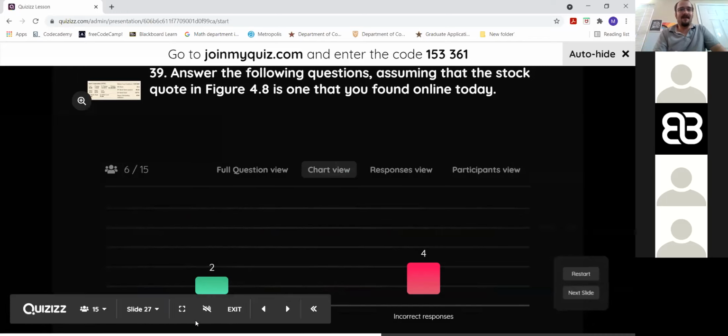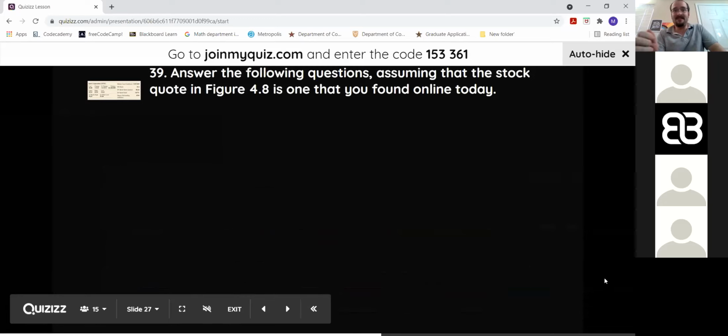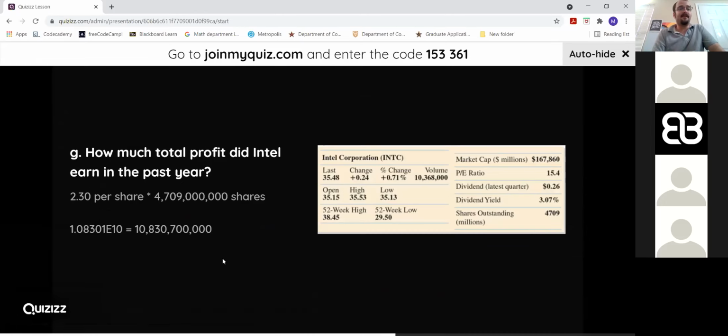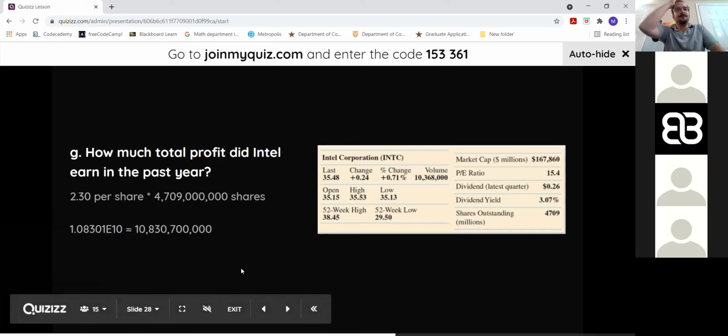So 10,830. I think it should round up to 831 probably, but it's like 10 billion. And I kind of mentioned it, but you're just multiplying these two numbers together. My calculator gives me this crazy thing, 830, should say 7. That should be a 7 there, not a 1. And we move it 1, 2, 3, 4, 5 spaces. I need 5 zeros in. I had it right the first time.